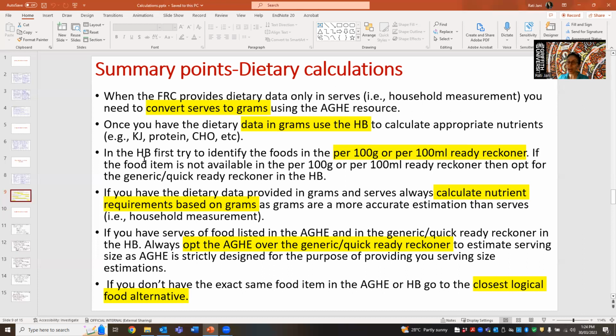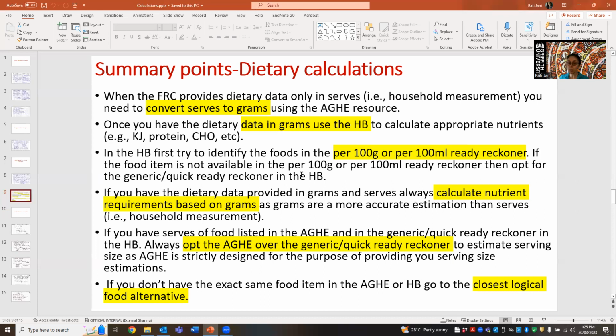And when you're using your handbook for the nutrient calculations, when you're taking grams, please go to the ready reckoner in your handbook which gives you data per 100 gram or per 100 ml. If your food item or a close approximation of that food item is present in the per 100 gram, per 100 ml ready reckoner, this is a more specific, more accurate ready reckoner, and that is the one that should be used instead of the generic quick ready reckoner in your handbook. Okay, so that is a thumb rule.